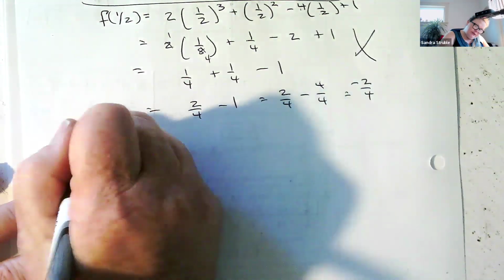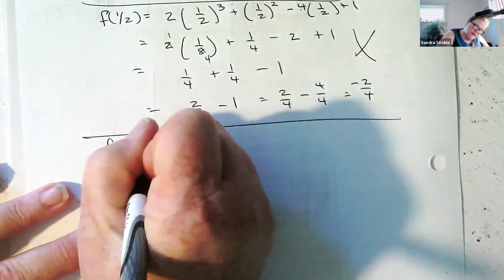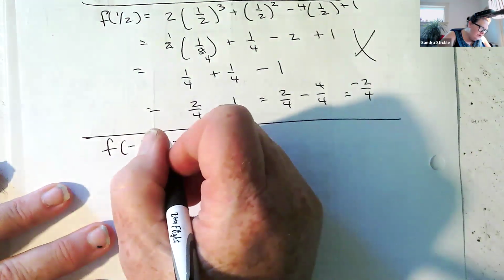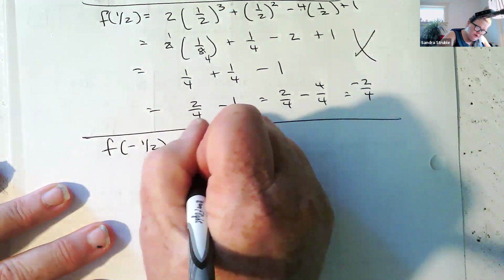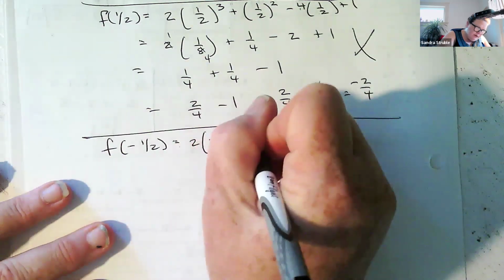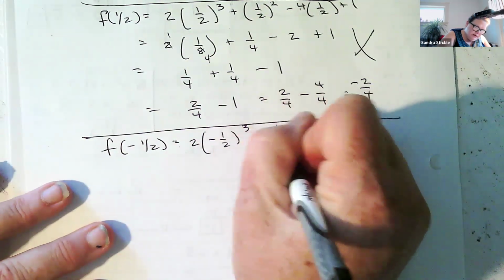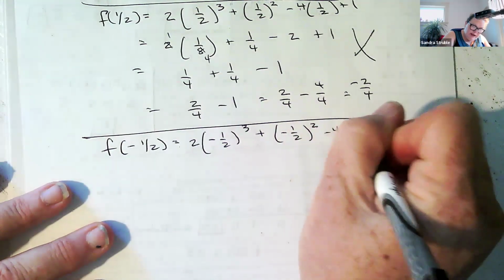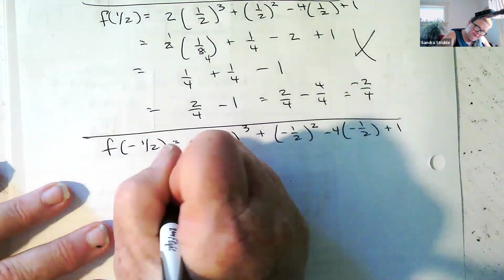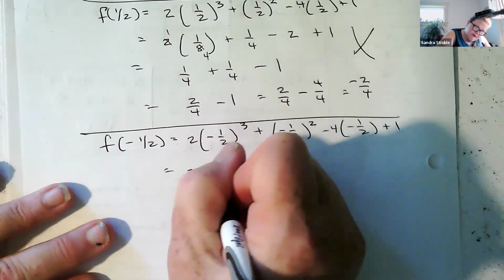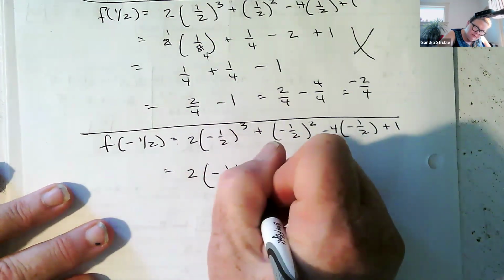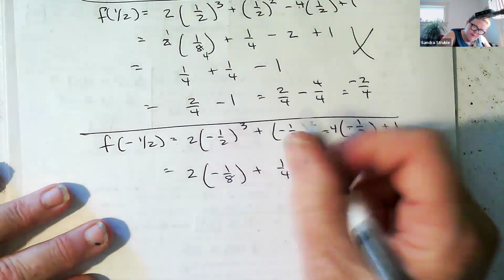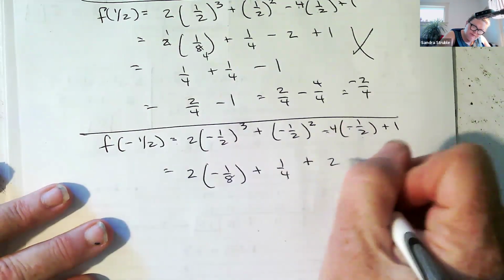And then lastly, let's do f of -1/2. And it is 2 times -1/2 cubed plus -1/2 squared minus 4 times -1/2 plus 1. 2 times -1/8 plus 1/4. Negative and negative is positive. This reduces to 2.